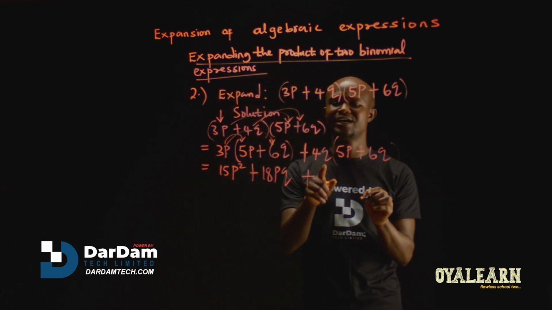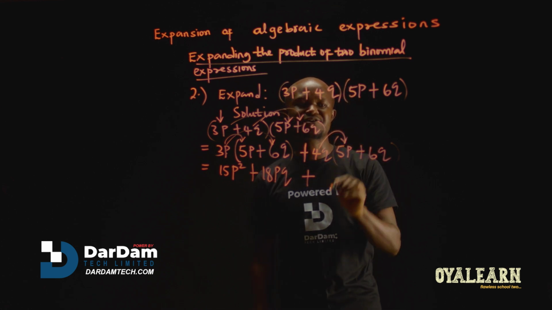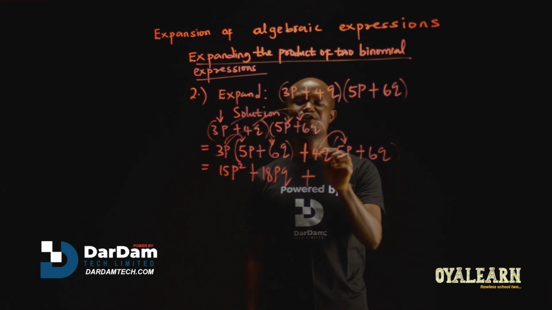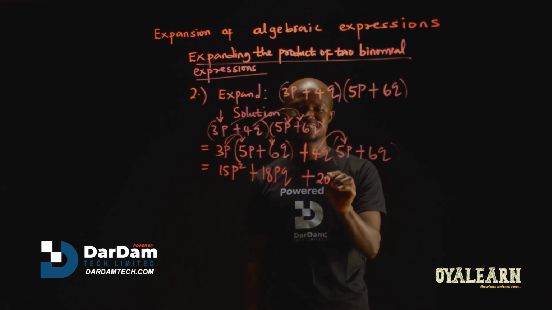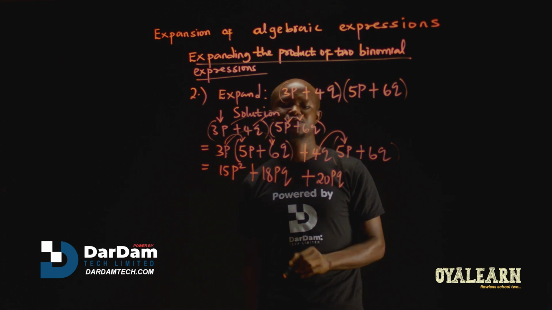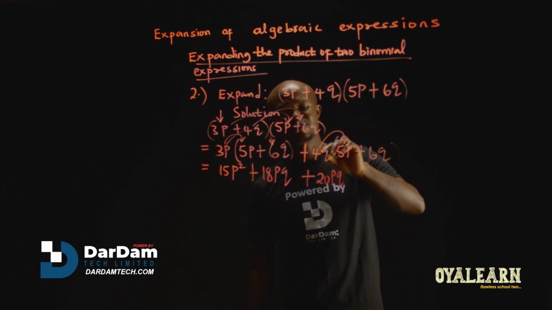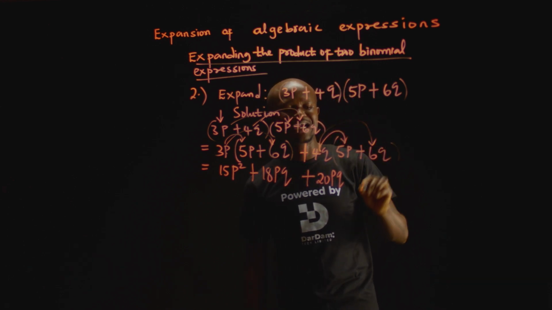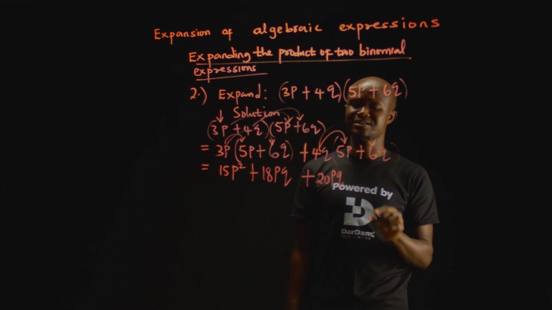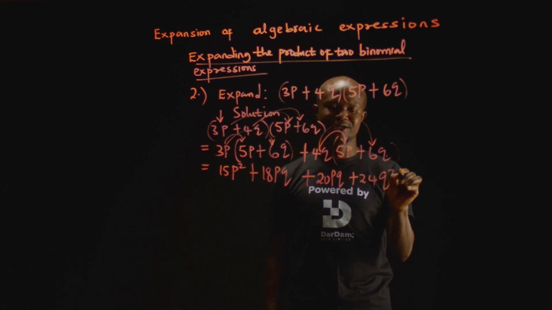Plus, what do we have here? We use 4Q here to multiply 5P. 4 times 5 is 20. Now, Q times P we have what? That is PQ. Or QP is the same thing as PQ. Now, this same 4Q we multiply this. 4 times 6 is what? 24. Then Q times Q is Q squared.